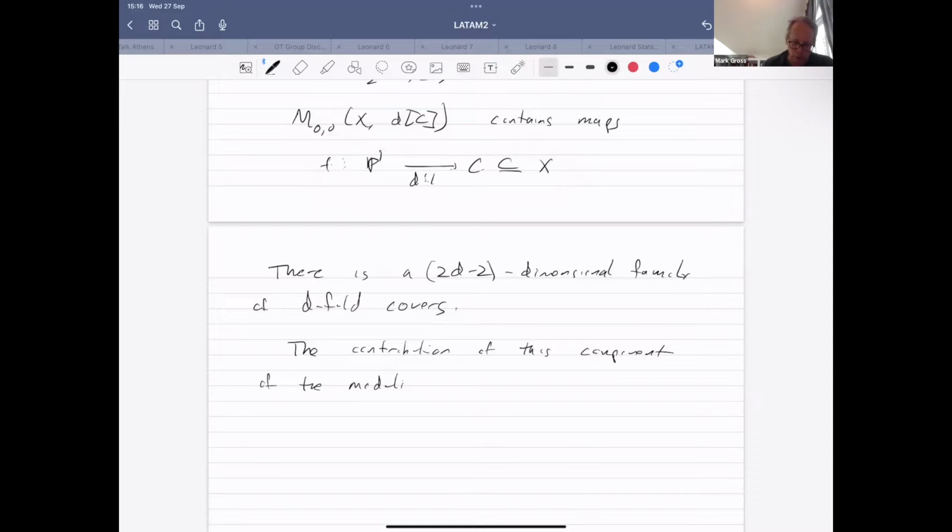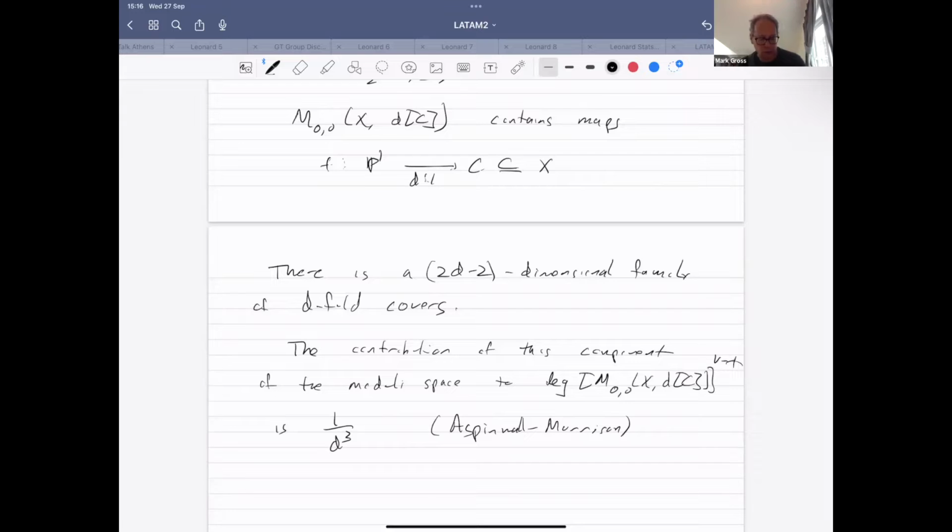The contribution of this component of the moduli space to the degree of the virtual fundamental class is in fact 1 over d cubed. This is usually called the Aspinwall-Morrison formula. It was conjectured in the original Candelas et al. paper, because they had to guess what the contribution from these multiple covers were.